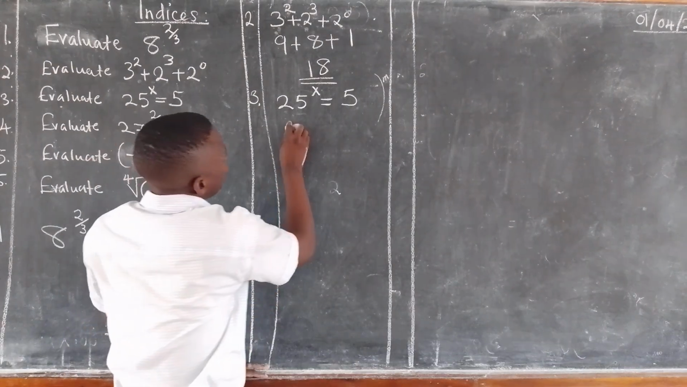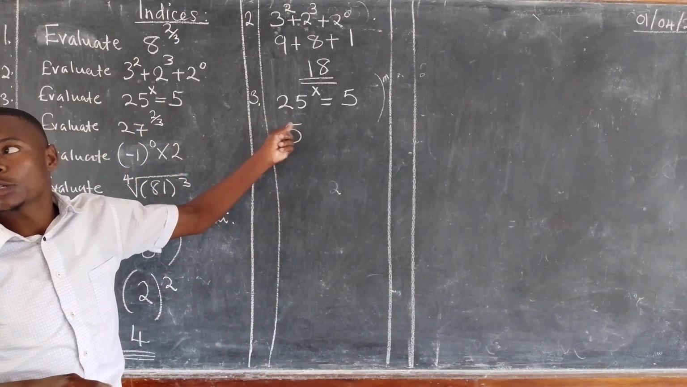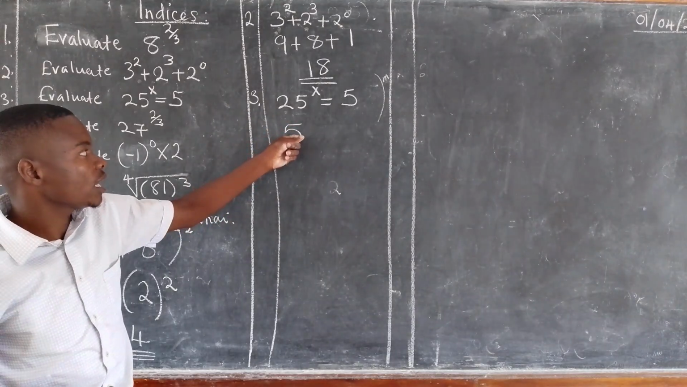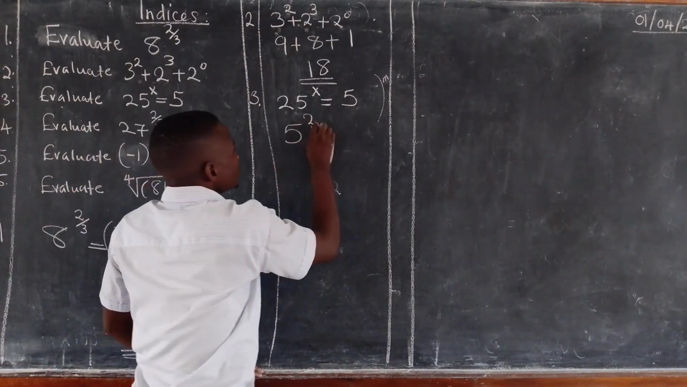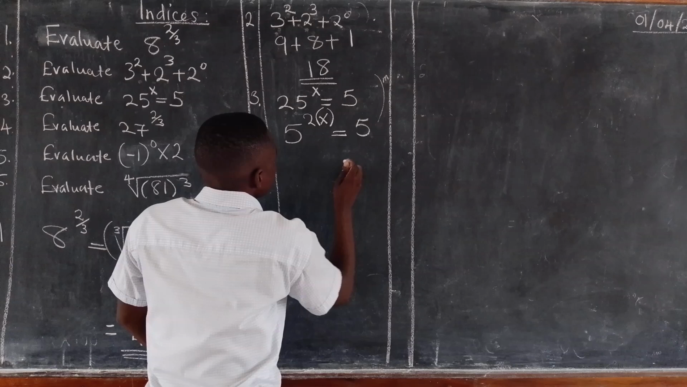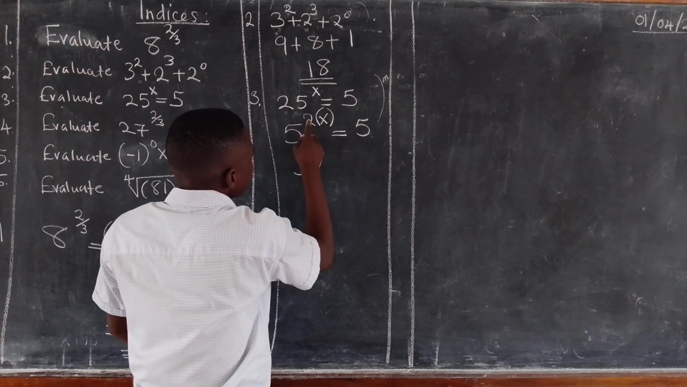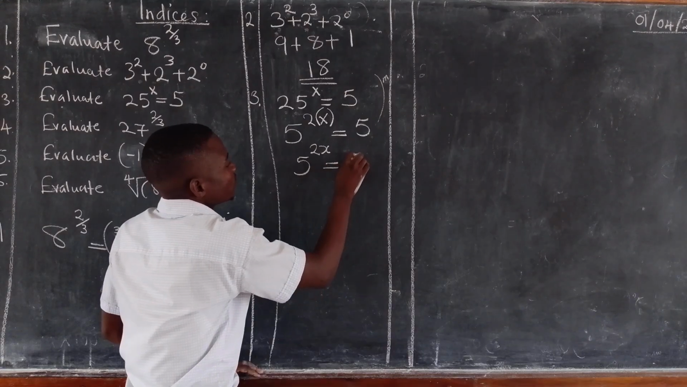So here we're going to have 5. Then you ask yourself, what number can I multiply to 5? Or how many times can I multiply 5 to get 25? It's 2. So the 2 is going to be up here, then x is equal to what? 5. So we are going to have 5. What is 2 times x? We have 2x is equal to 5.